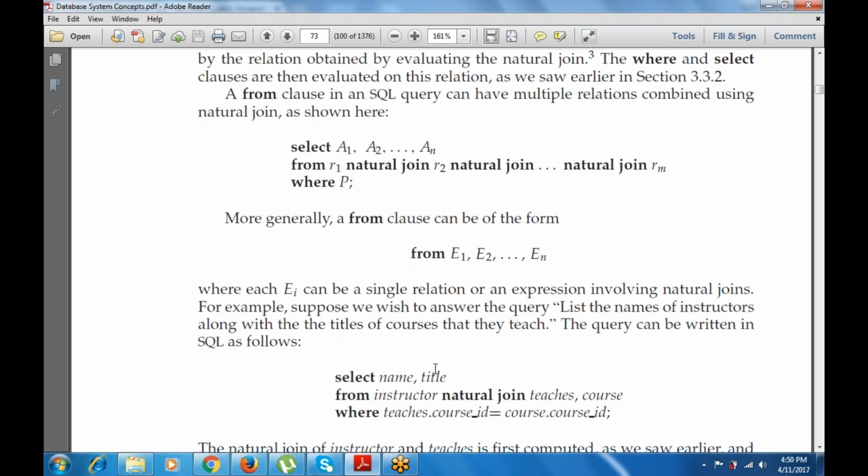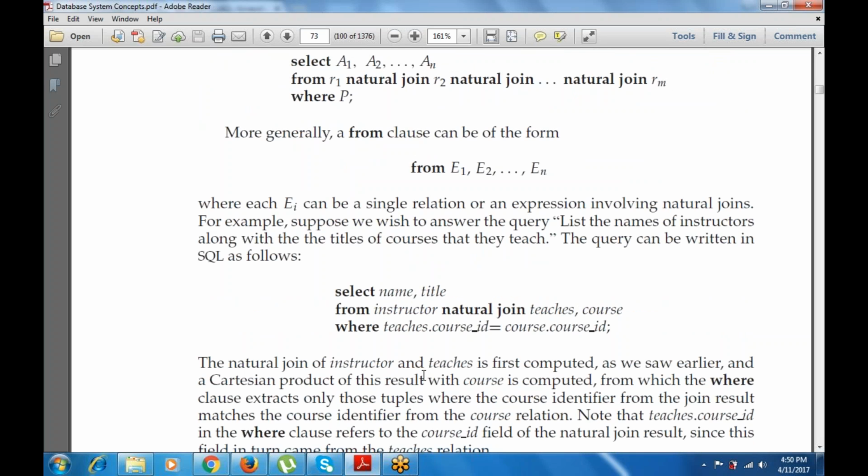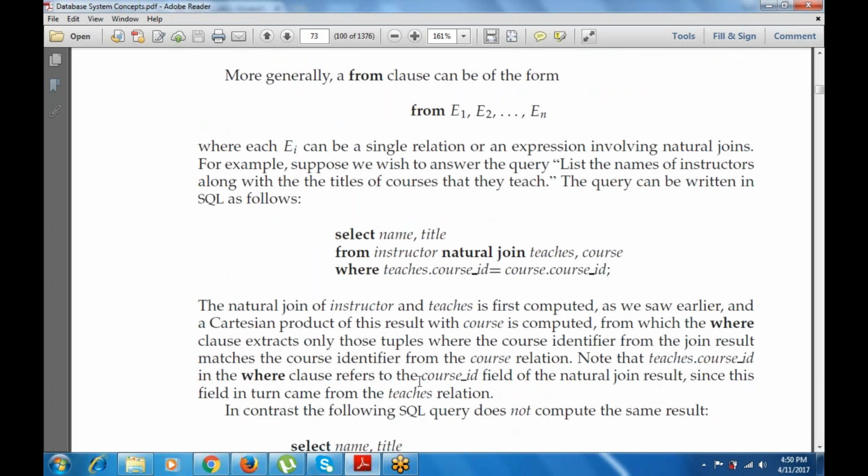And the from clause can be of the form from E1, E2, ..., En. Select name, title from instructor natural join teaches, course where teaches.course ID equals course.course ID. The natural join of instructor and teaches is first computed as we saw earlier, and the Cartesian product of this result with course is computed, from which the where clause selects only those tuples where the course identifier from the join result matches the course identifier from the course relation.